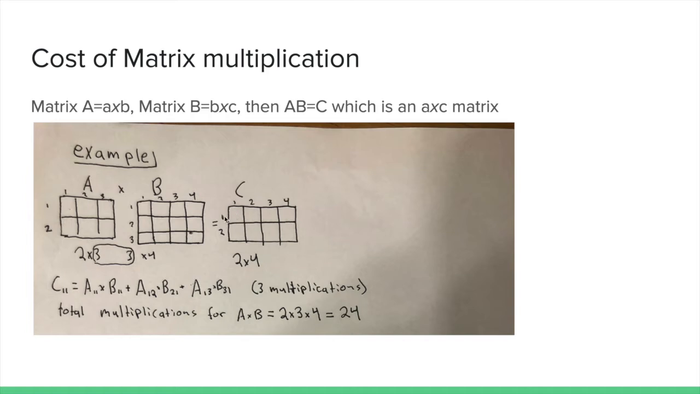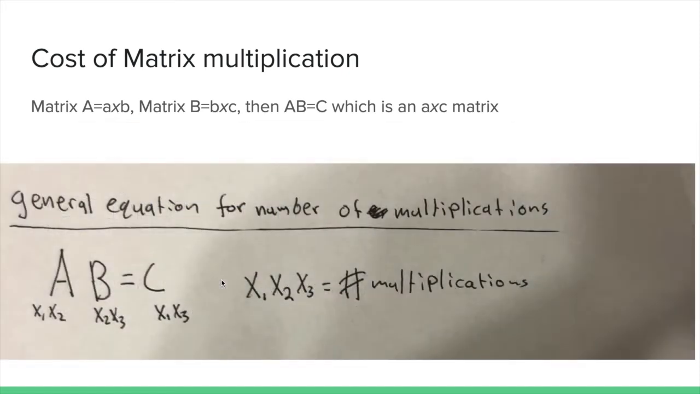And there are 8 entries here, so there are 2 rows and 4 columns. For each entry, we have to do 3 multiplications. So the total number of multiplications for A times B is the number of rows in A, multiplied by this middle value, multiplied by the number of columns in matrix B. So the total multiplications for A times B is 24. That's what we use going on for the rest of the algorithm. So now we know how many multiplications it takes to multiply two matrices together.